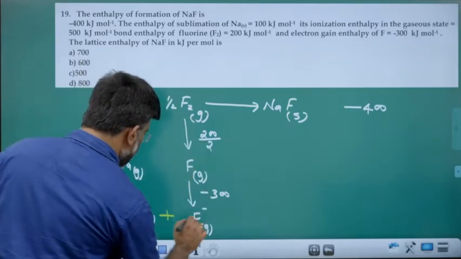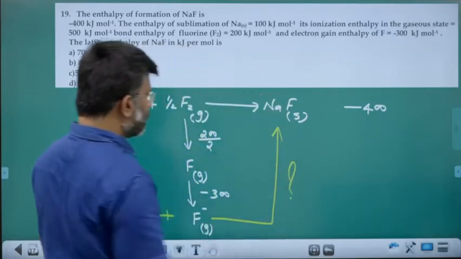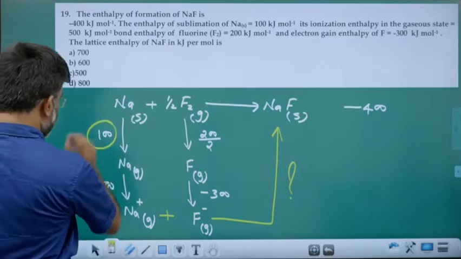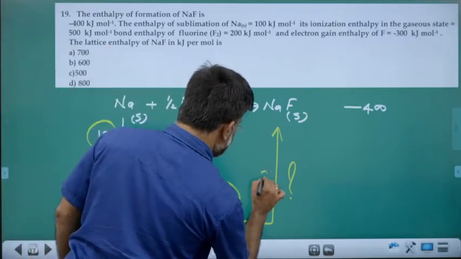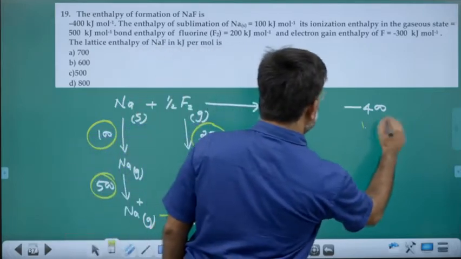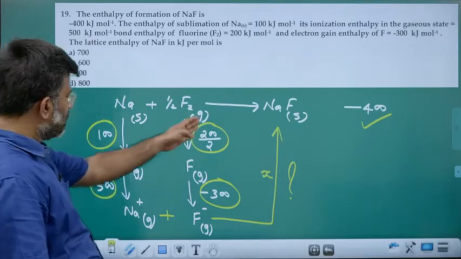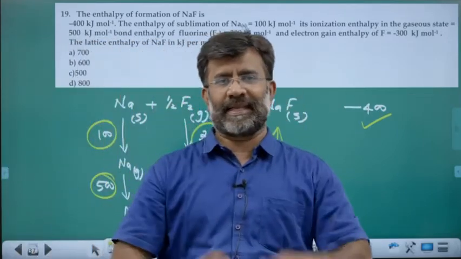Now, these two interact, giving this. What is this data? That is a question. Very simple, no? This plus this plus this plus this plus x equal to this. Find out what is x. This plus this plus this plus this plus this equal to this. Find out what is x.